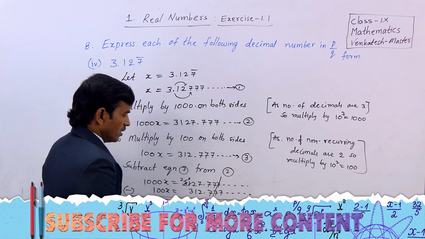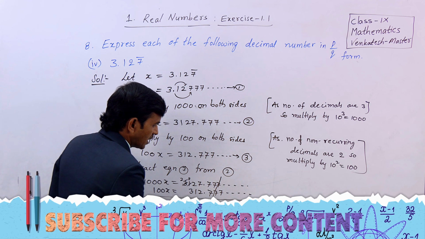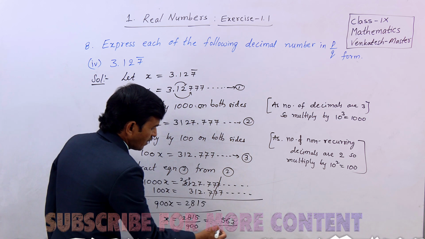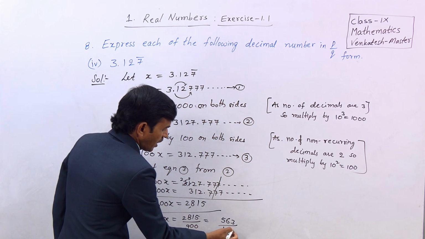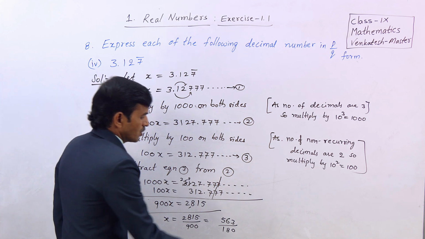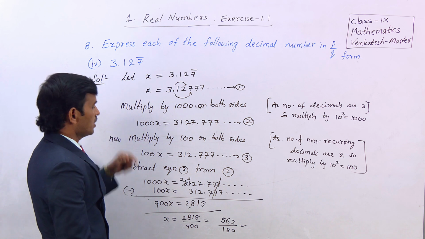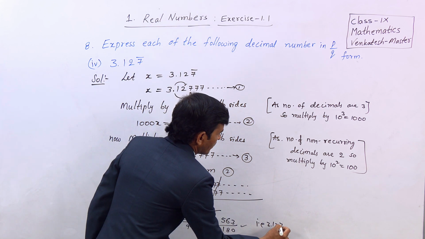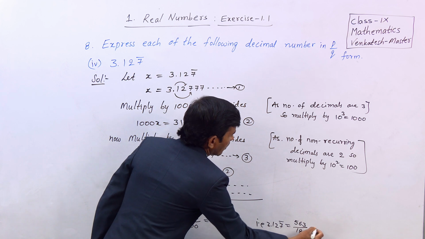5 5s are 25, 3 left, 31, 5 6s are 30, 5 3s are 15. 5 1s are 5, 4 left 40, 5 8s are 40 and 5 0s are 0. So it is the p by q form of the given number, that is 3.127 bar, which is equal to 563 by 180.